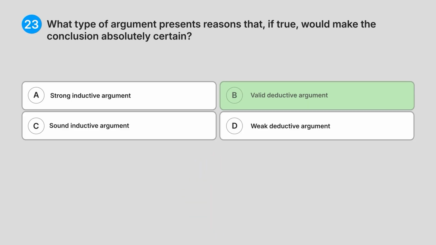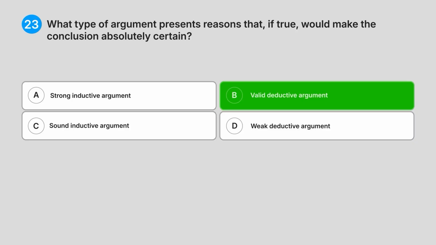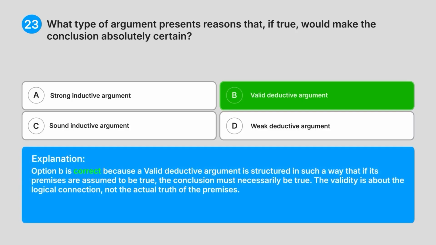Correct answer, B. Valid deductive argument. Explanation. Option B is correct because a valid deductive argument is structured in such a way that if its premises are assumed to be true, the conclusion must necessarily be true. The validity is about the logical connection, not the actual truth of the premises.